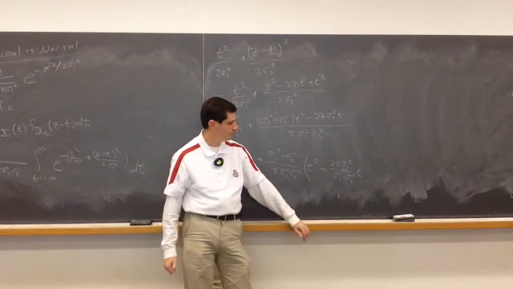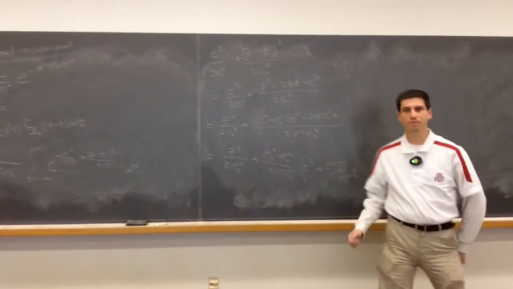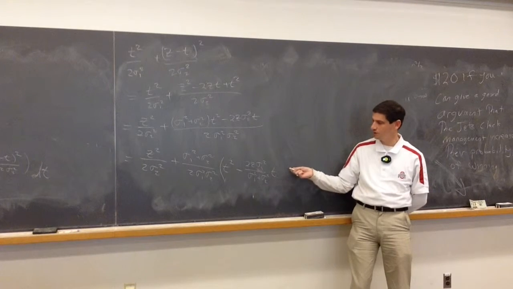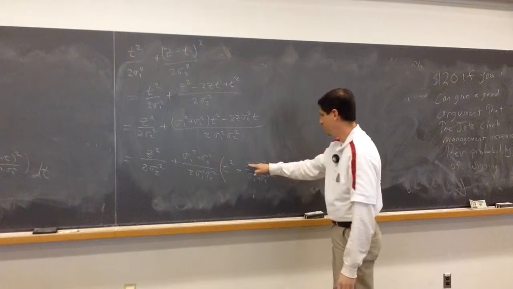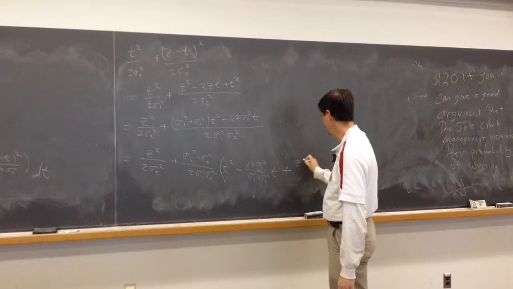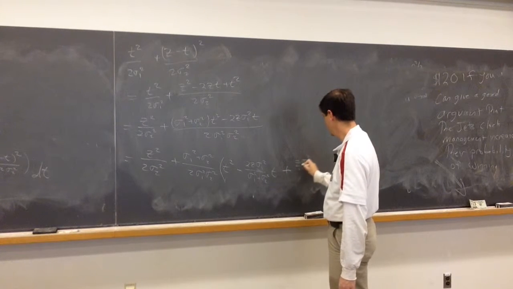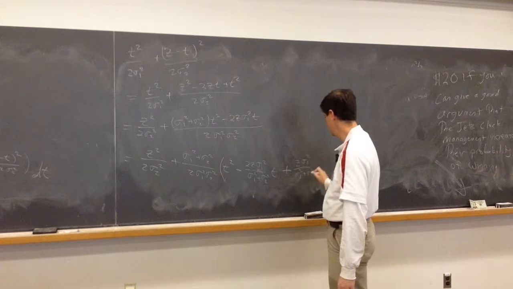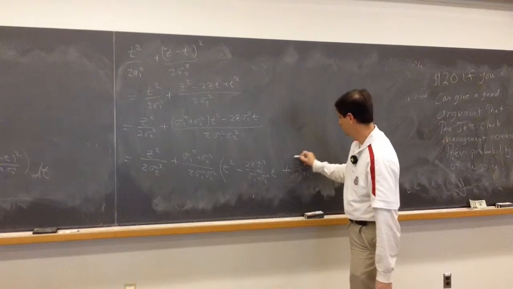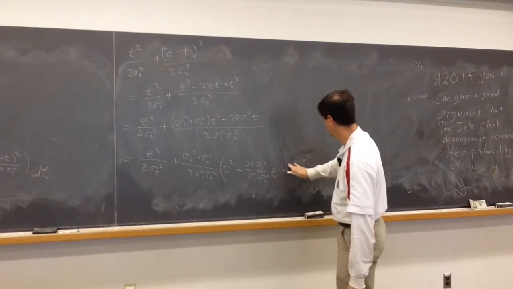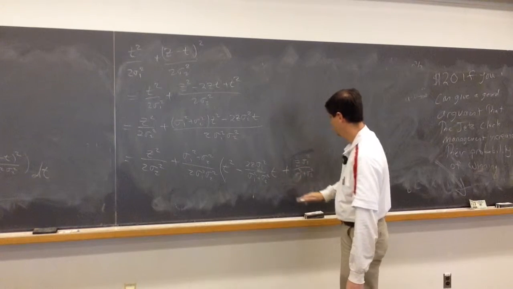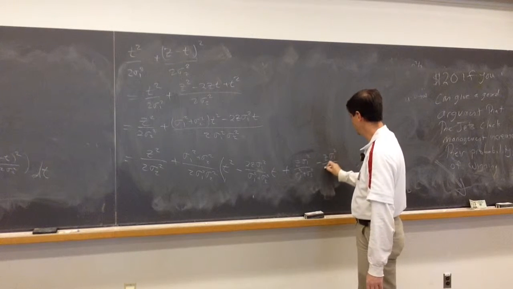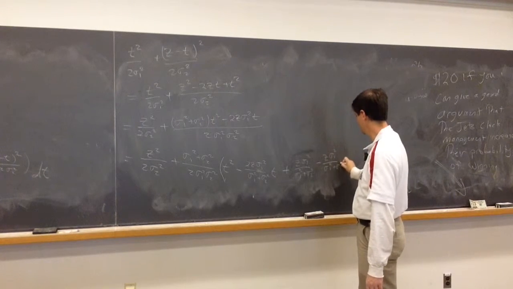Well, what do I want to put in here to make this nice? I want to complete the square. So I would want to add, I have a 2 here, so I want to put in z sigma 1 squared over sigma 1 squared plus sigma 2 squared. And then I have to subtract it, right? z sigma 1 squared over sigma 1 squared plus sigma 2 squared.